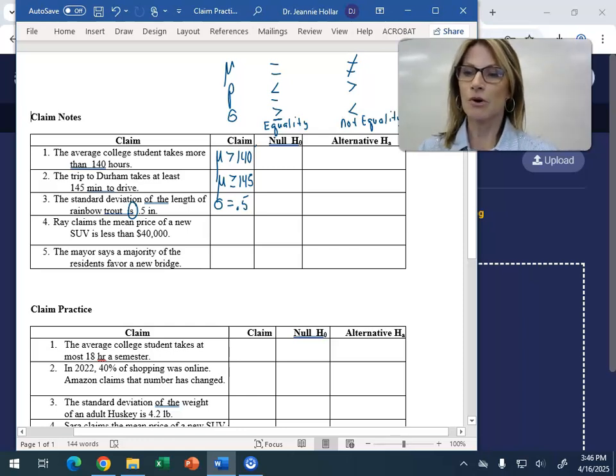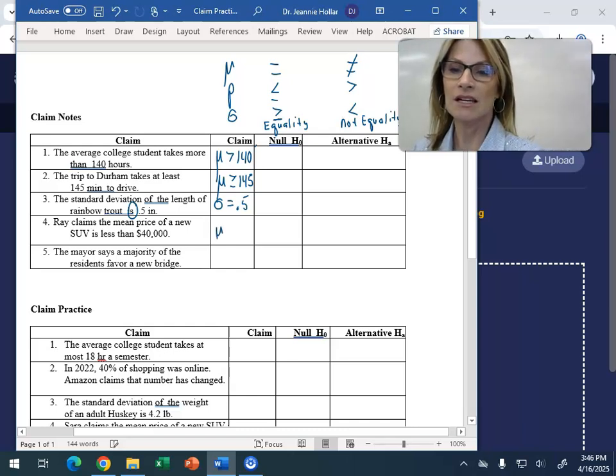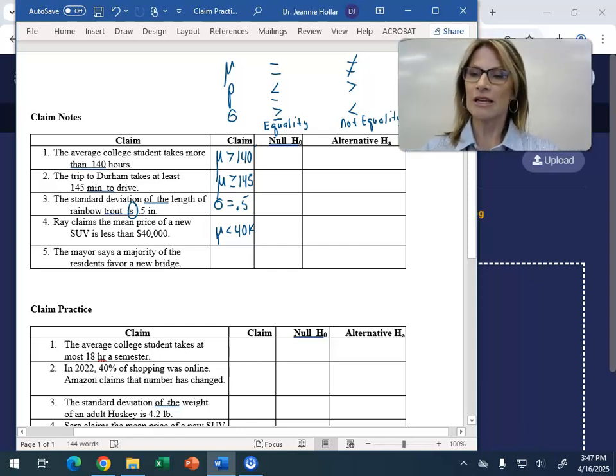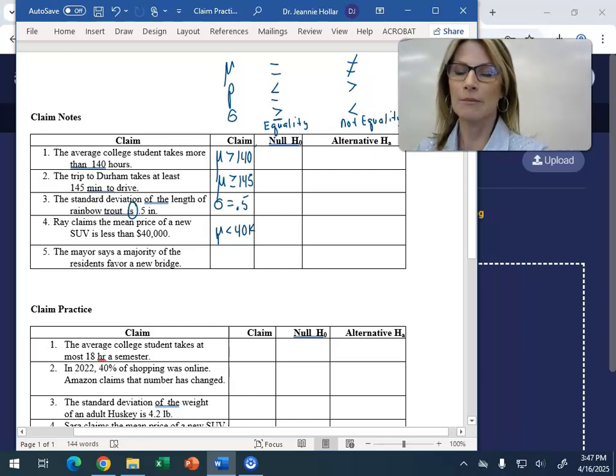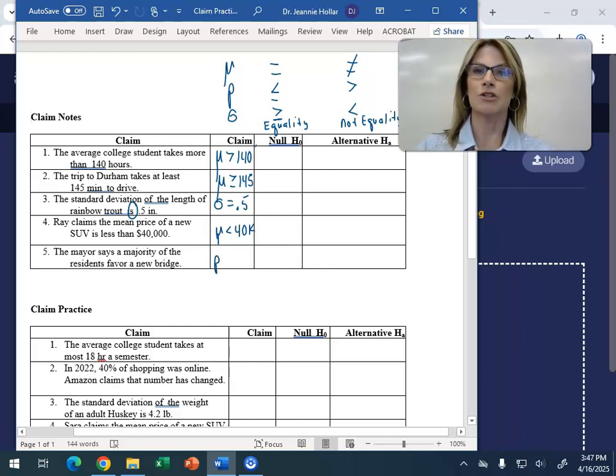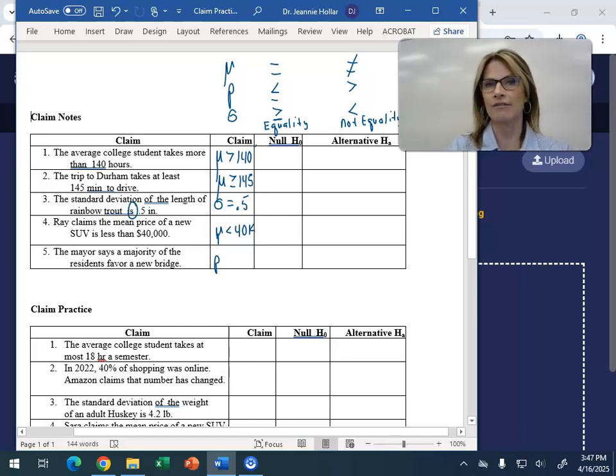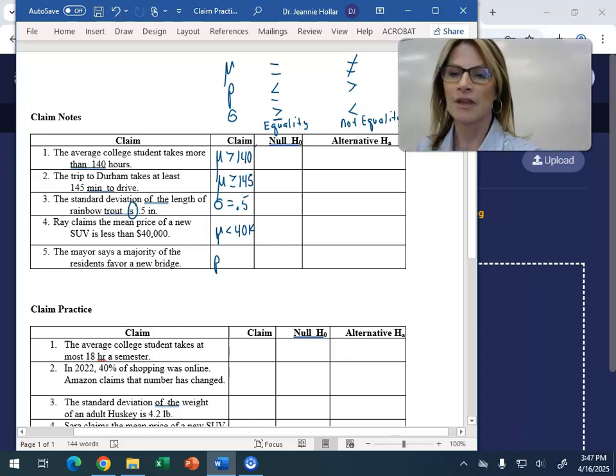Ray claims the mean price is less than $40,000. The mean is less than, I'm just going to put 40K because I don't have room for 40,000. And the mayor claims a majority of residents favor a new bill. Majority is like a proportion, so we're going to say p. And if you think about a majority, the majority means like more than half. Okay, so more than half, the proportion is over 50%. So we just wrote the claims.